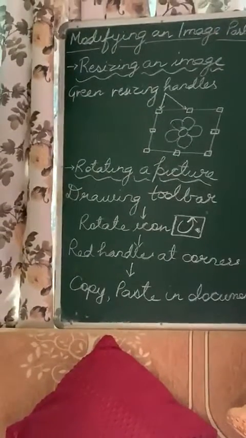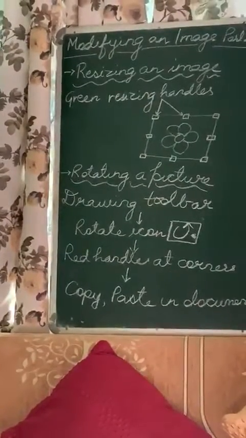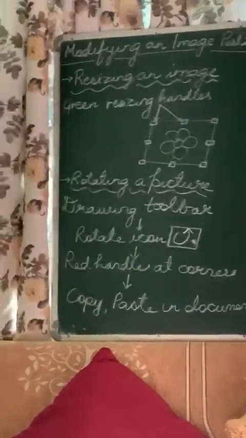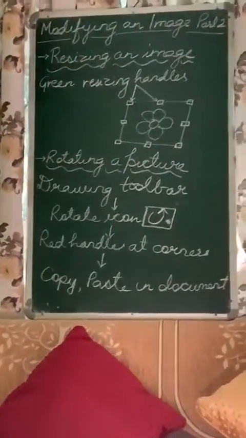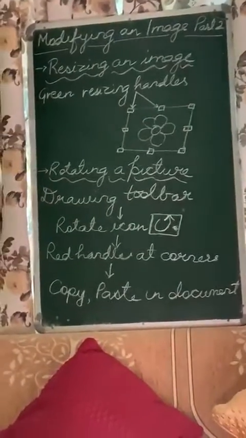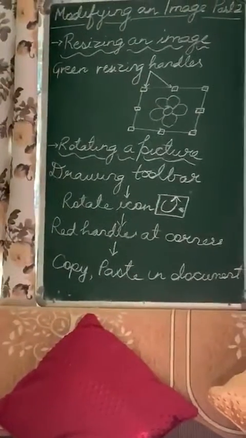Now select the rotated picture by pressing Ctrl A, then copy the image, that is Ctrl C, and then paste it in the Writer document wherever you want the image to be placed.